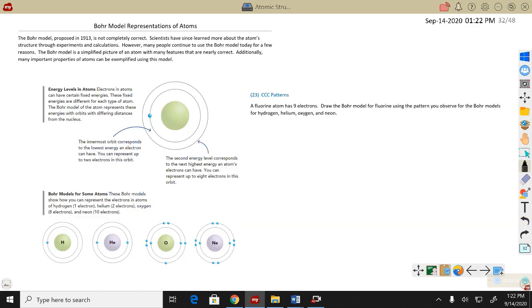Aha! And so here again are these Bohr models. And I bet these pictures down at the bottom with the hydrogen, helium, oxygen, neon, I bet that's kind of looking familiar to you.